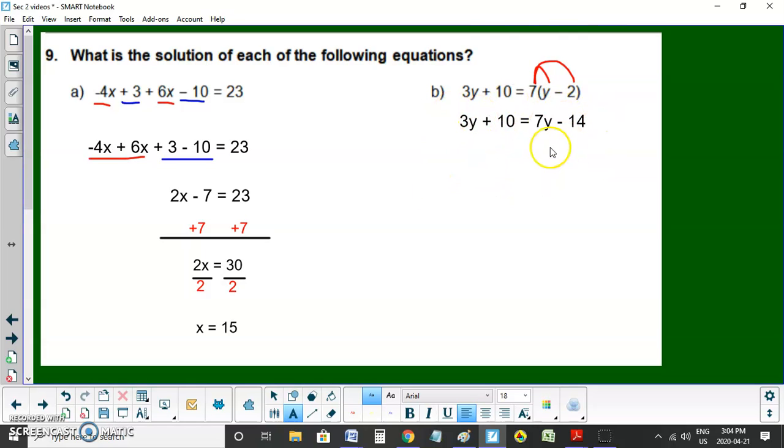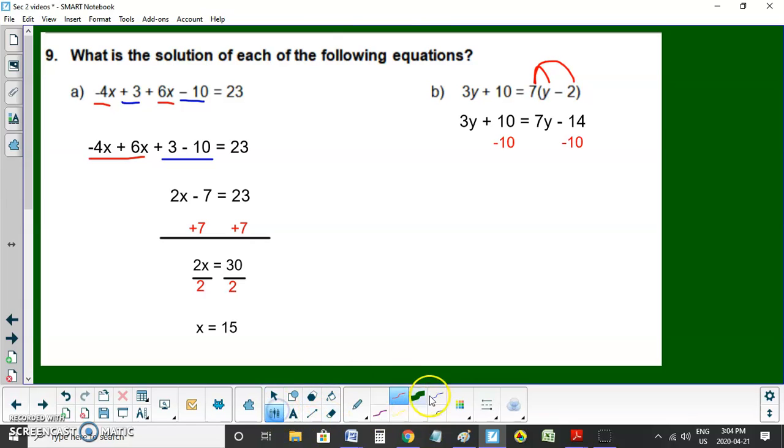Okay, so I multiplied everything by 7, and now I notice that I have y's on both sides. Well, that doesn't matter. So let's ask ourselves, what do I do to both sides? Well, let's put the y's on this side and the numbers on this side. So to get rid of this plus 10, I'm going to subtract 10 from both sides. And now this will get rid of the 10 on this side. Now this 7y, I can get rid of by subtracting 7y on both sides.